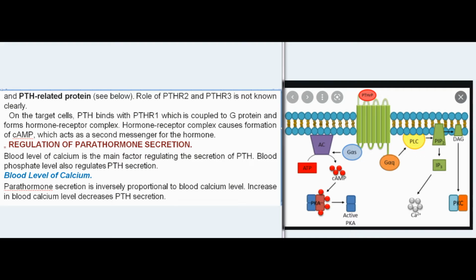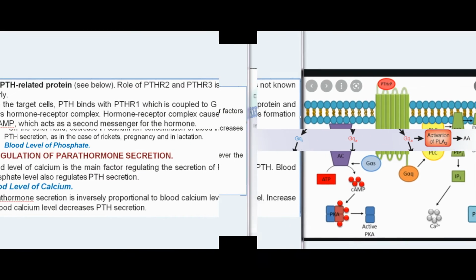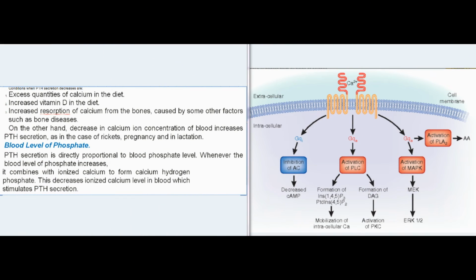Blood level of calcium. Parathormone secretion is inversely proportional to blood calcium level. Increase in blood calcium level decreases PTH secretion. Conditions when PTH secretion decreases are: excess quantities of calcium in the diet, increased vitamin D in the diet, increased resorption of calcium from the bones, caused by some other factors such as bone diseases.